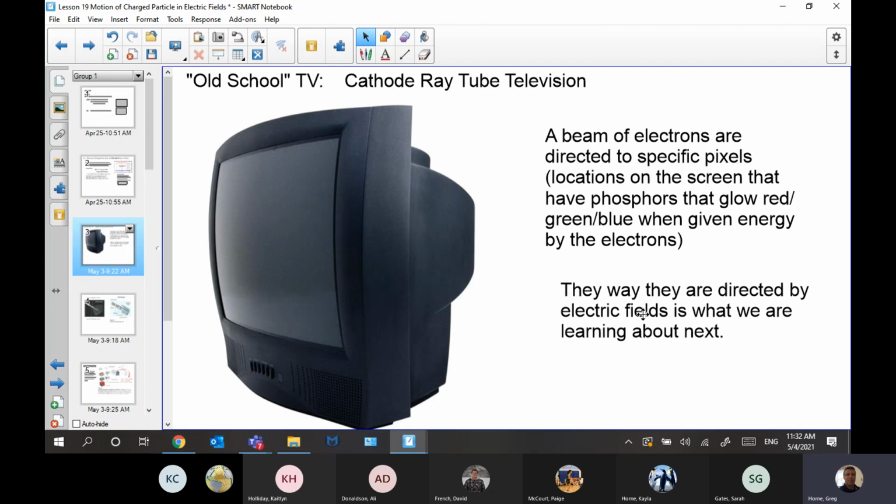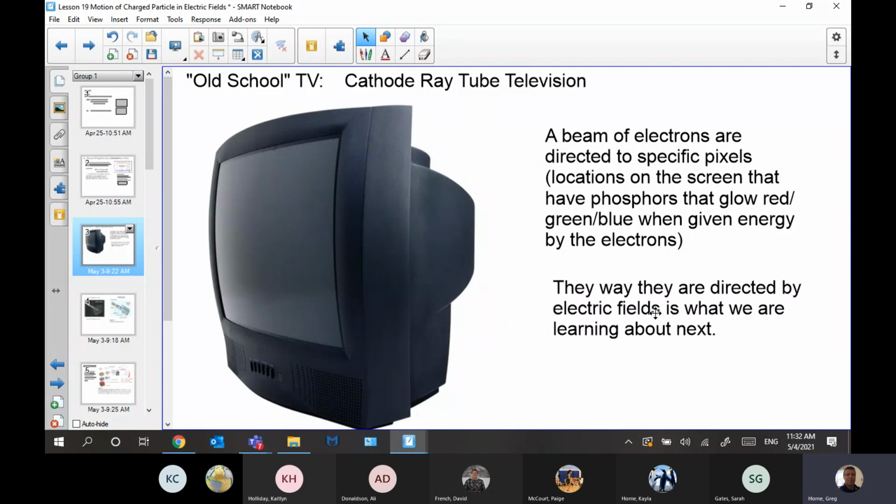There's a baseball thing for you. The way they are directed is what we're going to be learning about in this lesson. Okay, so how we actually aim the electron beam.